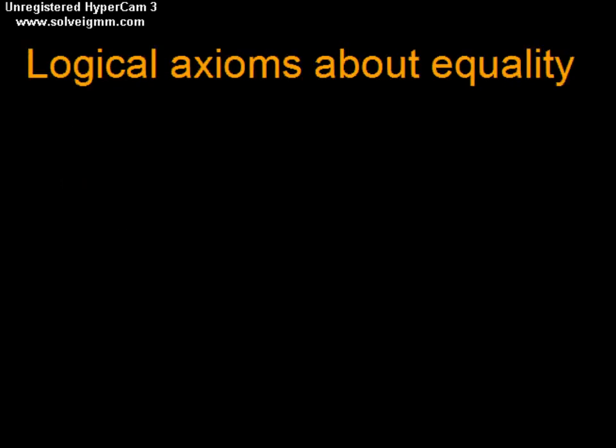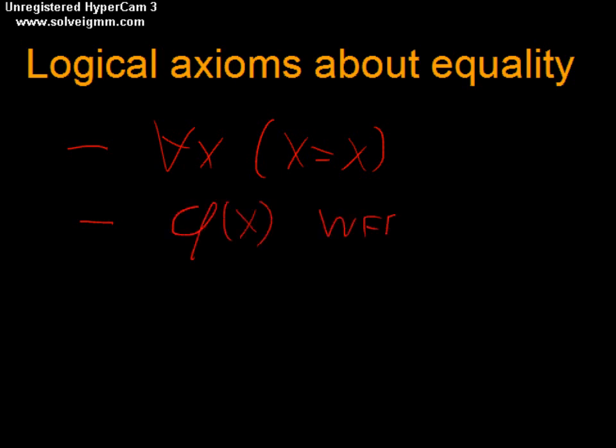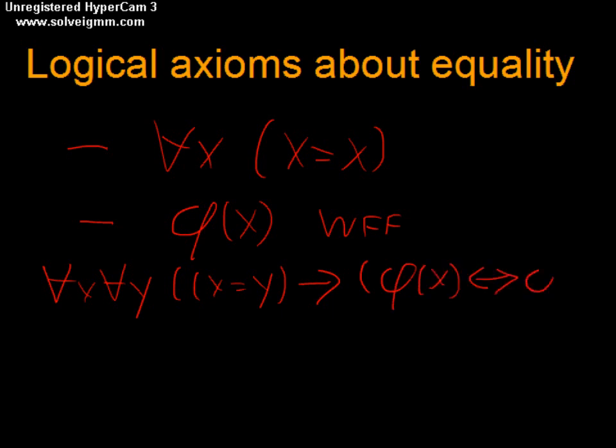Let's begin by recalling the logical axioms about equality. These axioms were the following. The first axiom states that for all x, x equals itself. The second axiom says that if phi(x) is an arbitrary well-formed formula, then the following axiom holds: for all x and for all y, if x equals y, then phi(x) if and only if phi(y). So any formula about x must also hold for y, if x equals y.